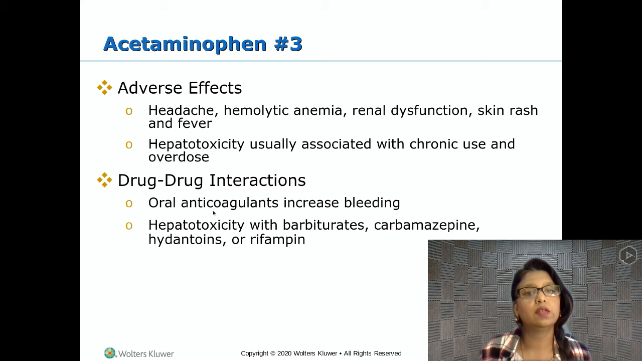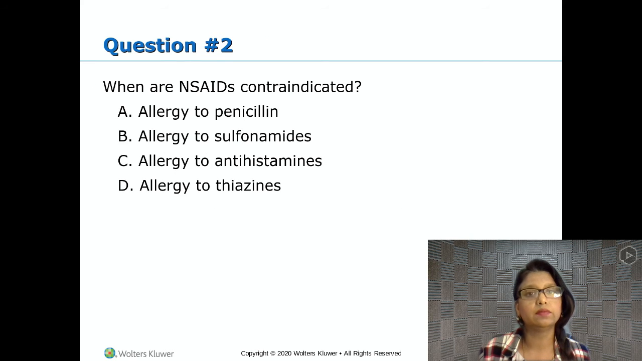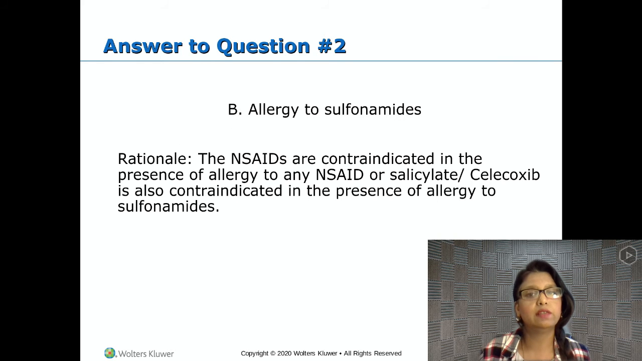Drug-to-drug interaction: with oral anticoagulants it increases bleeding, and there is hepatotoxicity with barbiturates, carbamazepine, hydantoins, and rifampicin. When are NSAIDs contraindicated? Allergies to penicillin, sulfonamides, antihistamines, or thiazines. Allergies to sulfonamides.